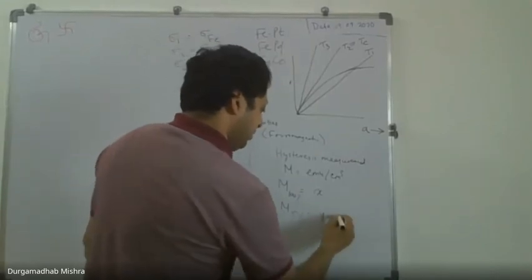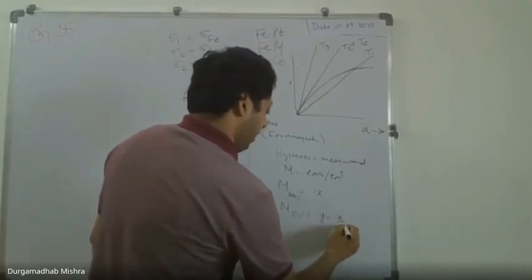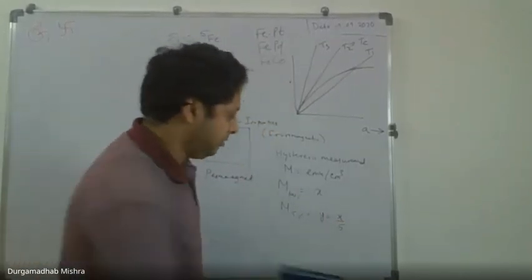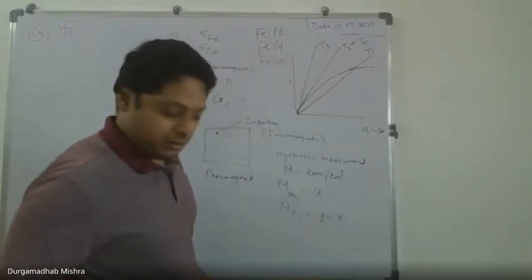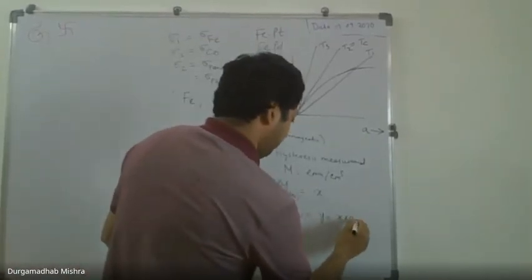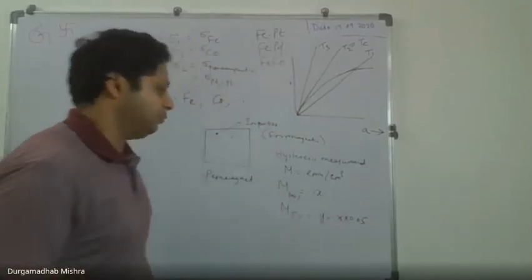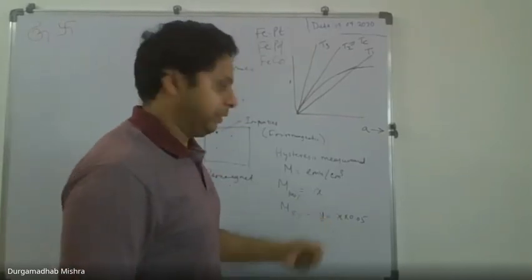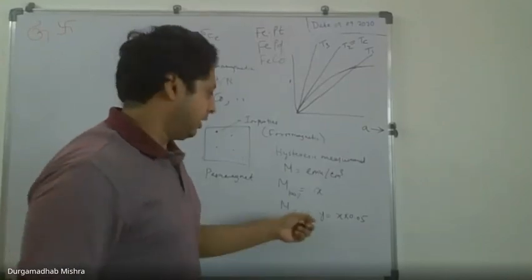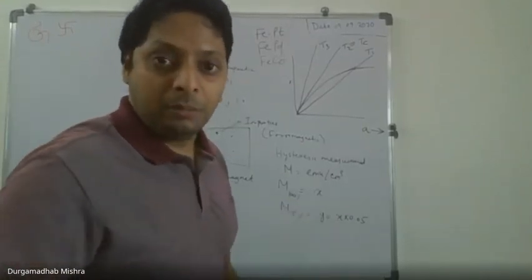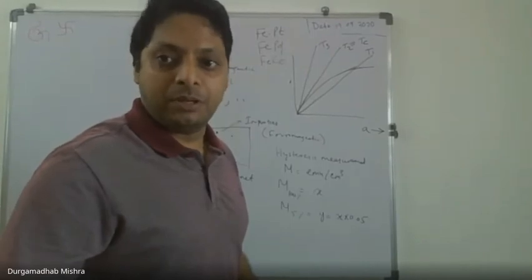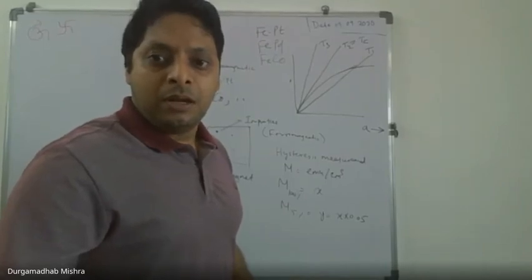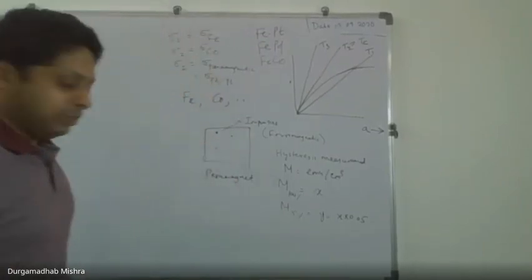So this would be x times 5%, so 5% means it will be x into 0.05. So this value should be this much. So in fact, if you can measure y in a hysteresis measurement, so if you know y, you can calculate how much magnetic impurity you have in your sample. Okay. So this is about ferromagnet.